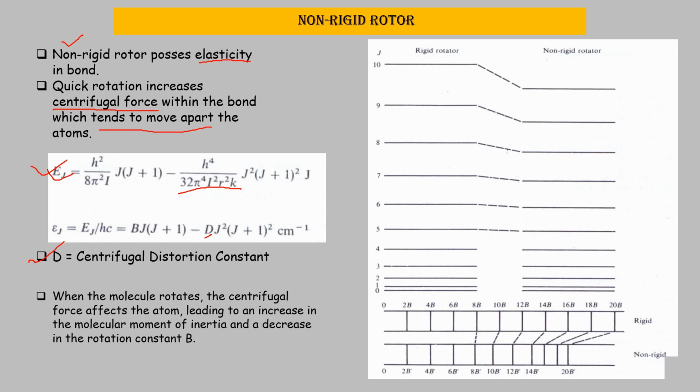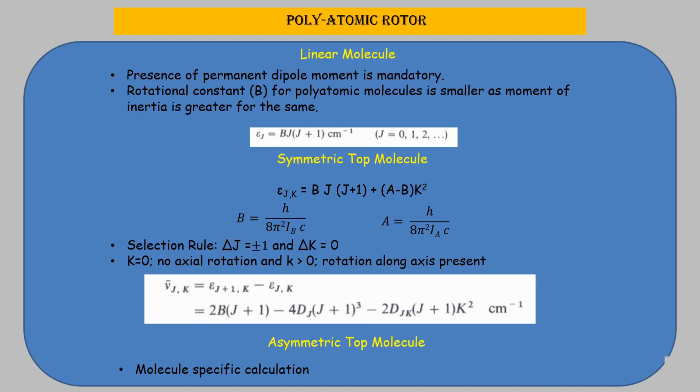Thus, while comparing the rigid and non-rigid rotor, we observe that the energy difference between the energy levels remains almost the same at lower J values. On increasing the J value, the centrifugal distortion constant D becomes significant in the equation, and it actually decreases the energy difference at higher J values. Till now our discussion has been with respect to diatomic molecules.